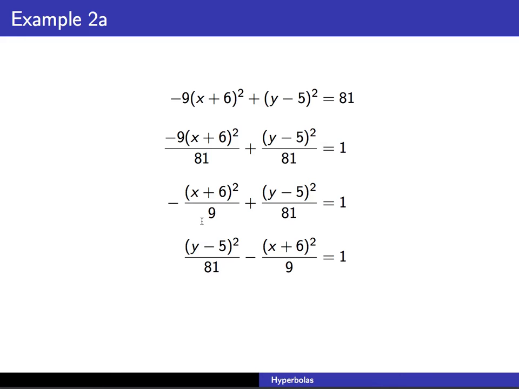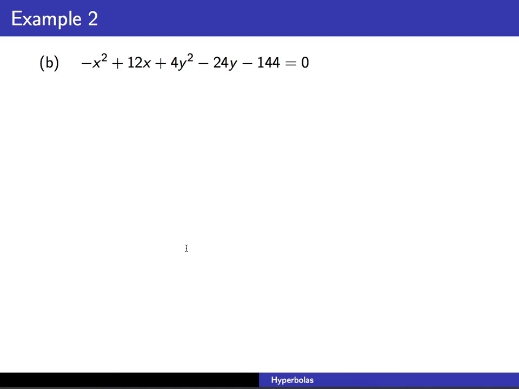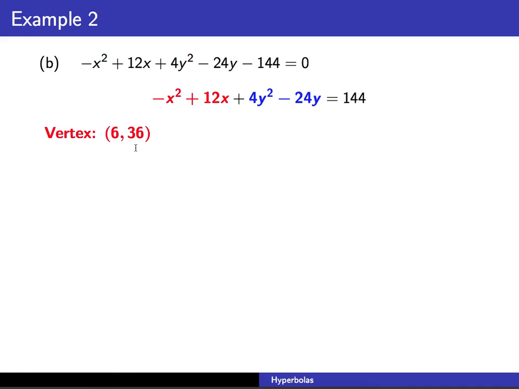So now we have our standard form, and then if we had to find the vertices and foci, we can do that now, much like we did with example 1, once it's written in standard form. All right, part B, we have negative x squared plus 12x plus 4y squared minus 24y minus 144 equals 0. So let's get the negative 144 over there by adding it. And for negative x squared plus 12x, that vertex is at 6, 36.